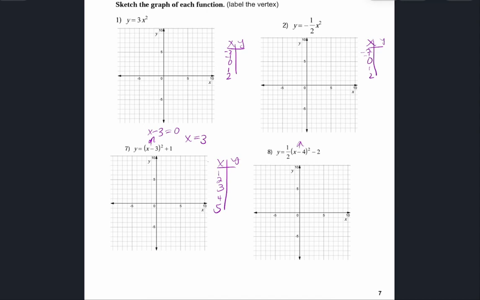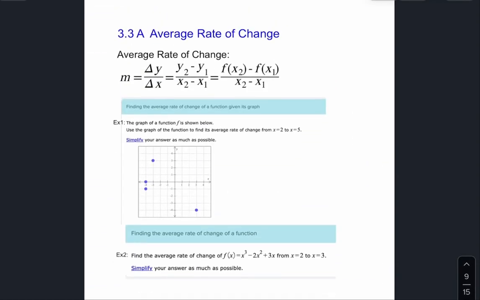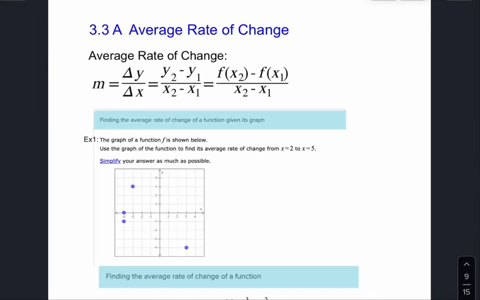And now if we could please move on to 3.3a. It's a very quick one. You'll see there's only 2 examples. Let's do that.